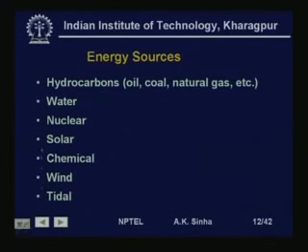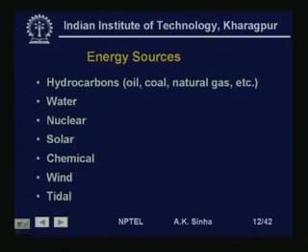Solar, wind and tidal are generally termed as non-renewable energy sources. So, solar energy, wind energy and tidal energy. Wind energy, of course, has become a very, very important aspect these days, and you might have seen many wind generators in coastal areas. So, India is using quite a substantial amount of its energy from wind. We will see all these things as we go on.